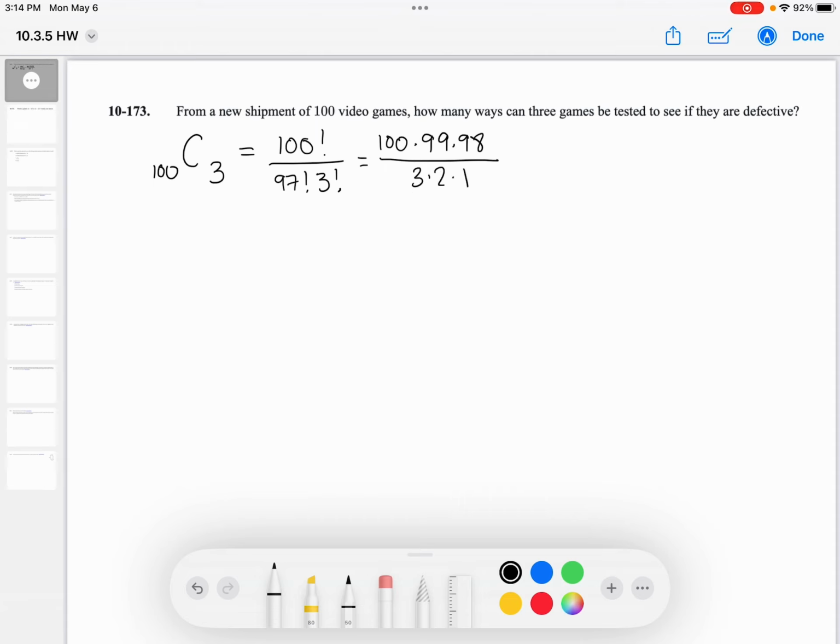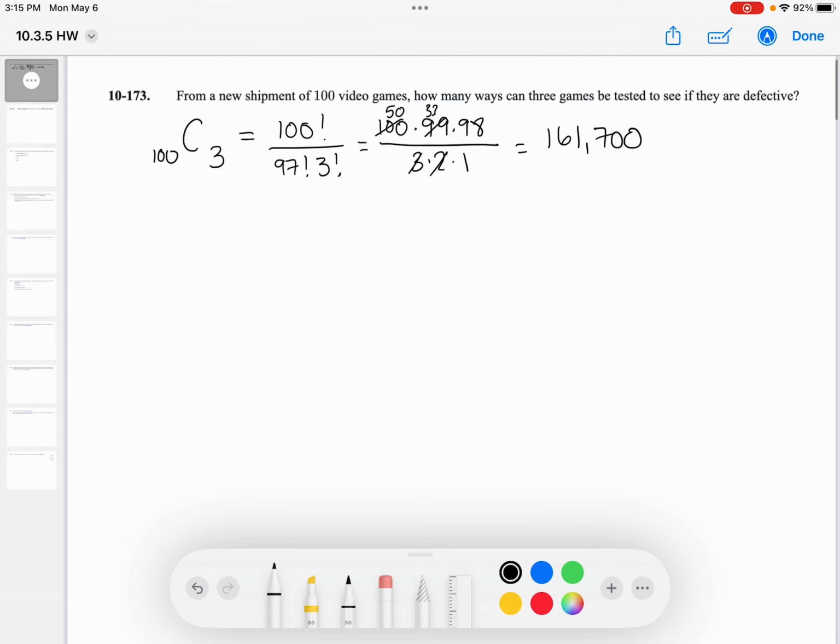Okay, and before I put this in my calculator, I could divide that 3 into 99. I could divide 2 into 100. 50 times 33 times 98, I get 161,700 as my number. What's a different way that I could do this? Well, using a decision tree would be tricky unless we divide. I think using the combination format is probably the easiest way to solve that problem.